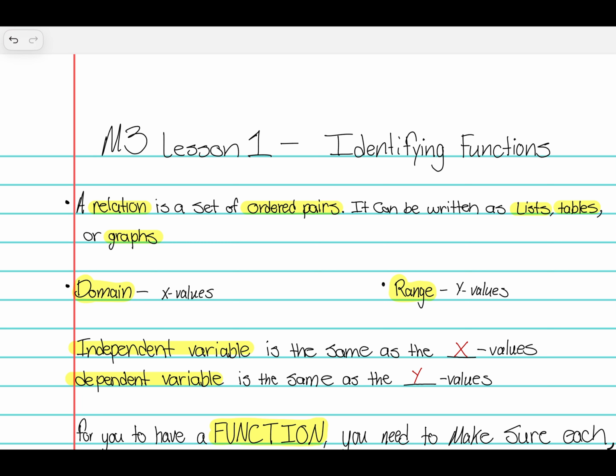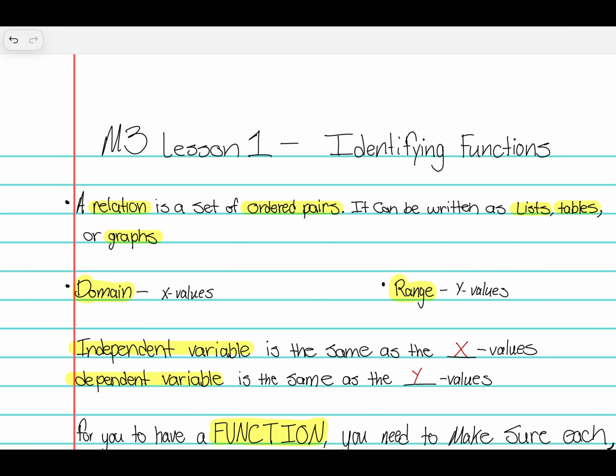The next definition is independent variable. Independent variable is the same as the x values, okay? And the dependent is the same as the y values. So that's like your input and output. Your input for your x values, your output will be your y. Your independent is the x value, the dependent is your y values, okay?